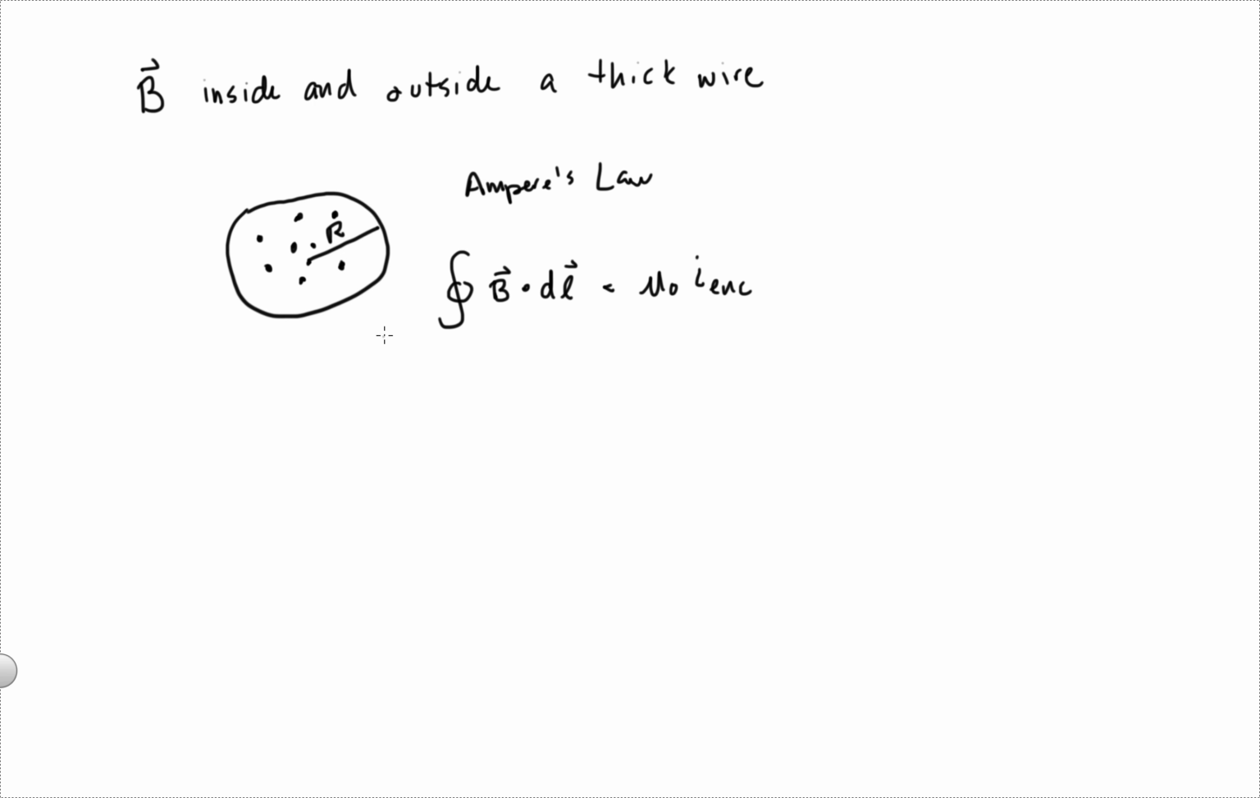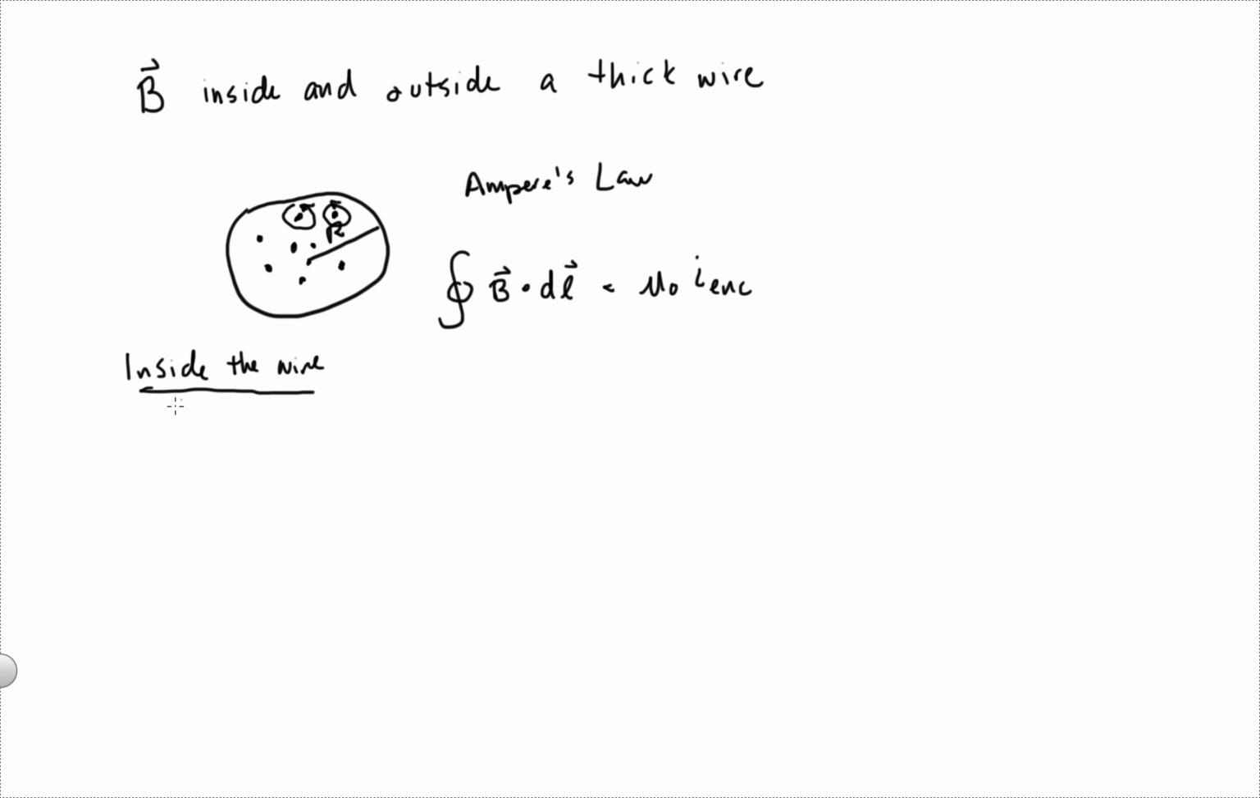Okay, so for the first part, let's calculate our field inside the wire. For that, we're going to do a little loop. If our current is coming towards us, all of these little pieces of the current are producing magnetic fields that curl around counterclockwise. And so our loop is going to point in the same direction.